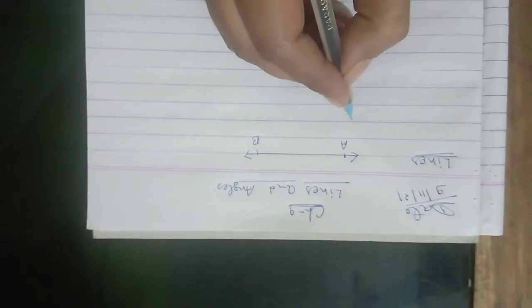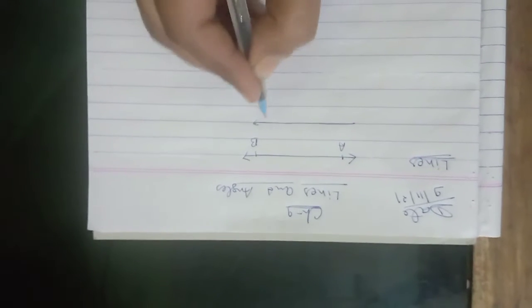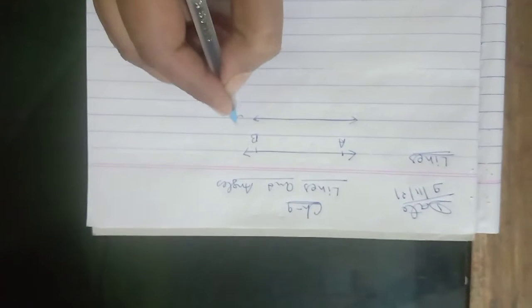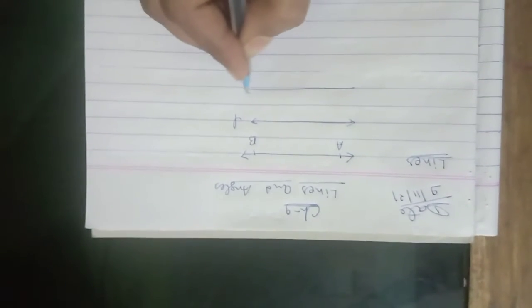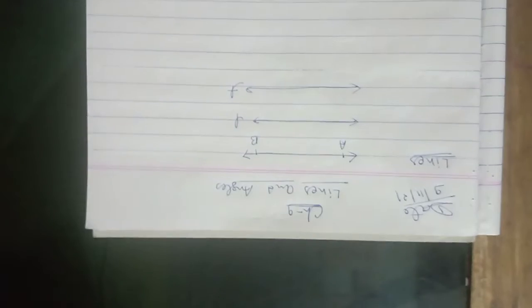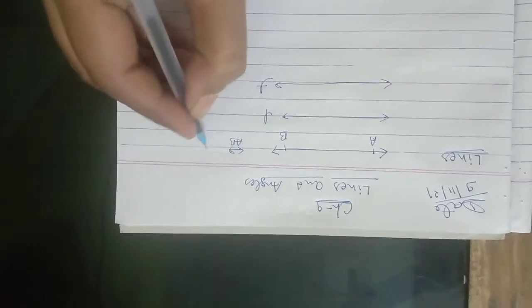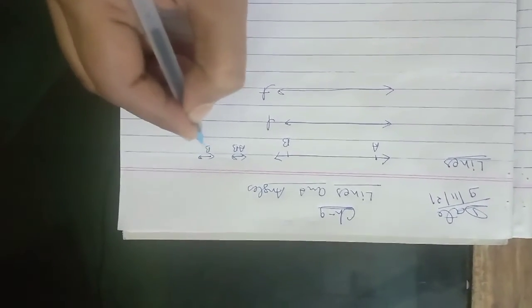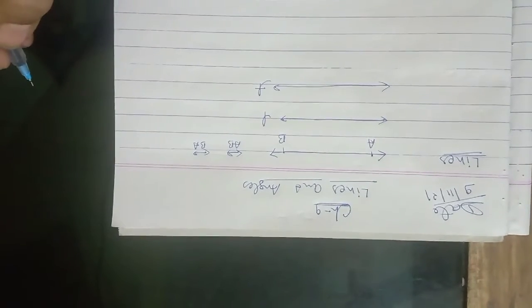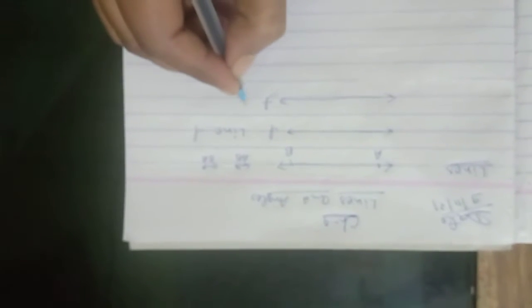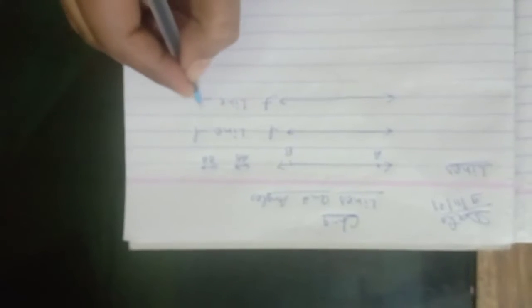Again, we can represent a line with a single letter like L, like T. So we can also write this as line AB or line BA, both ways. This can be written as line L, line T.